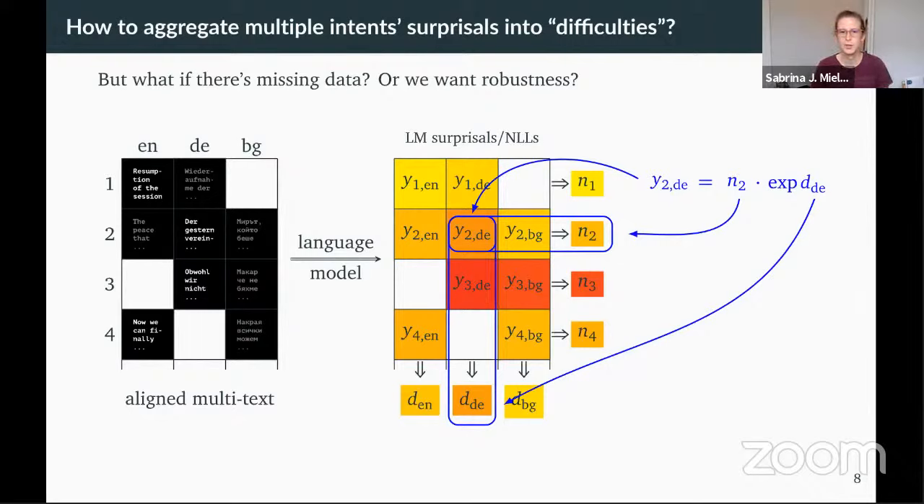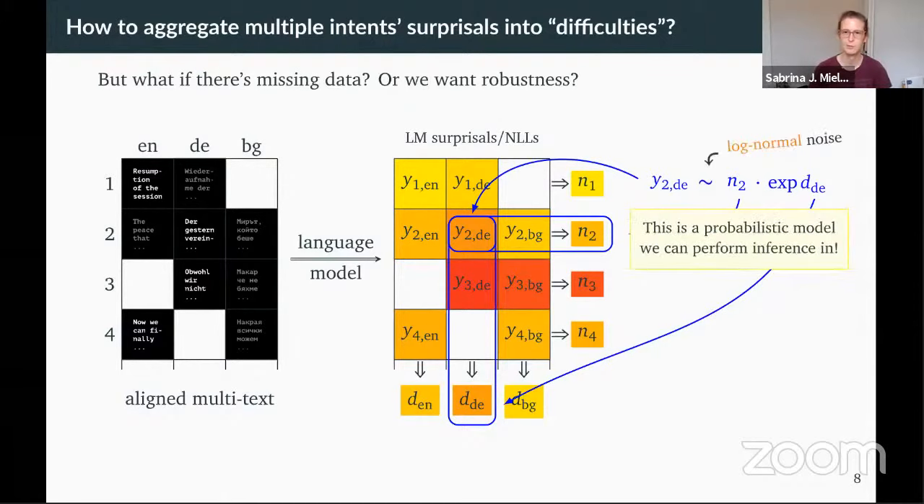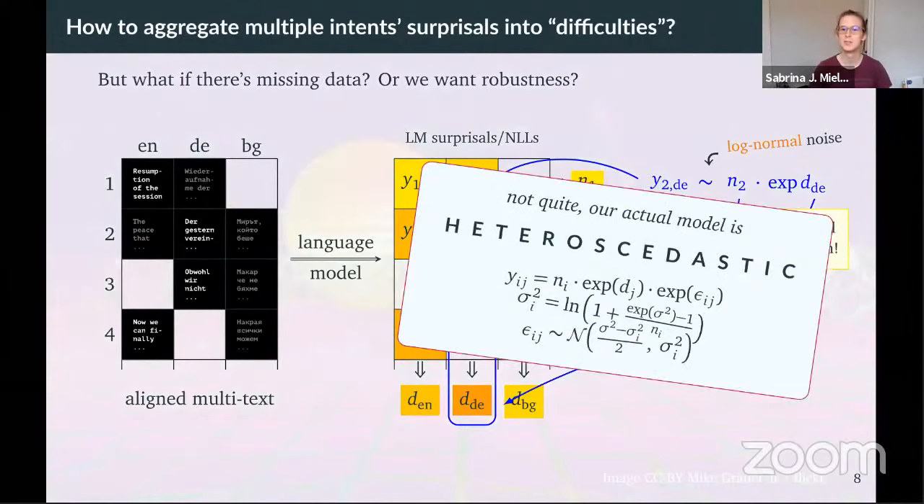And this product thing kind of stems from the idea that we think that the difficulty is like the bits per unit, and then n is how many units are in a sentence, something like that. And now we can put priors on these things, have probabilistic noises, and it's great, and we can go totally overboard. And go overboard is what we did, because our actual model becomes even crazier.